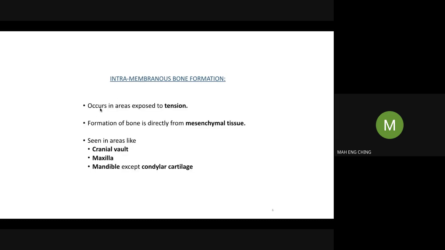Intramembranous bone formation occurs in areas exposed to tension. When there's tension, intramembranous bone is formed, directly from the mesenchymal cells or tissue. You see it in areas like the cranial vault, the skull, and the maxilla and mandible, except the condylar cartilage. The mandible is a bit of both, intramembranous and endochondral, but mainly the whole skull, including the maxilla and mandible, is formed by intramembranous bone formation.